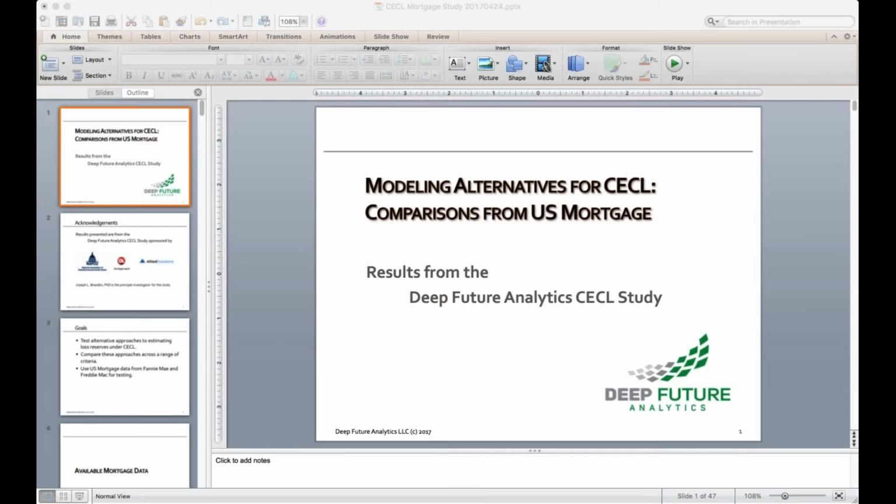So the changes that we need to test under CECL, I already mentioned that we need to look at the full lifetime of an asset. Under the current rules, most people do a 24-month loan loss reserve for mortgage, basically the loss emergence period assumed to be 24 months. Under CECL, of course, it'll be lifetime.